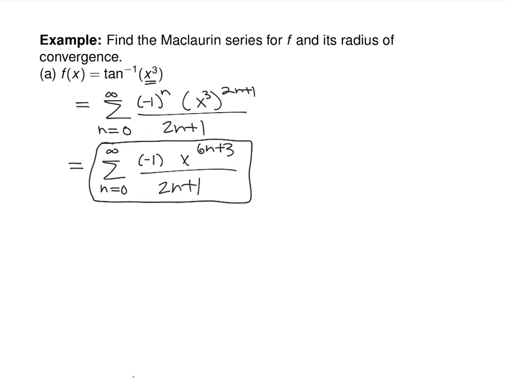And here we have convergence if the absolute value of x cubed is less than 1, because the radius of convergence for inverse tangent says that that x has to be less than 1, which implies that x's absolute value is less than 1, so the radius of convergence is 1.